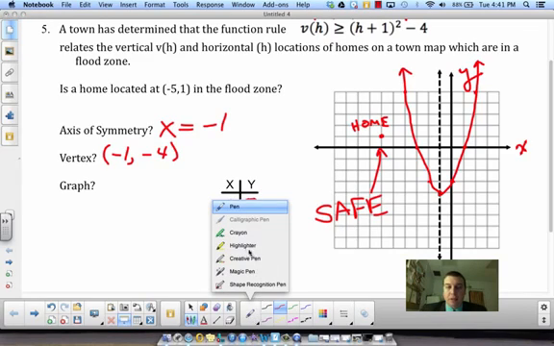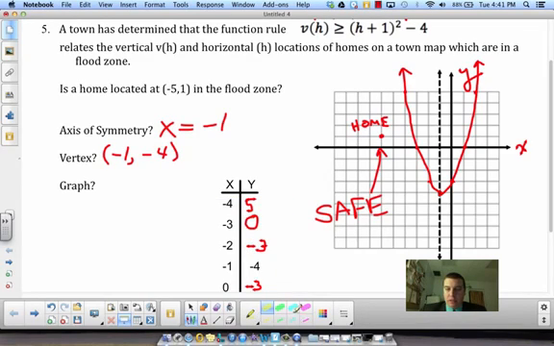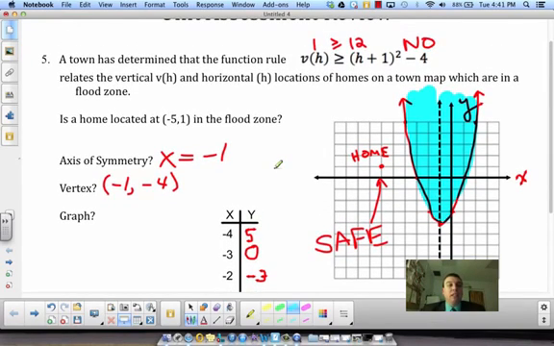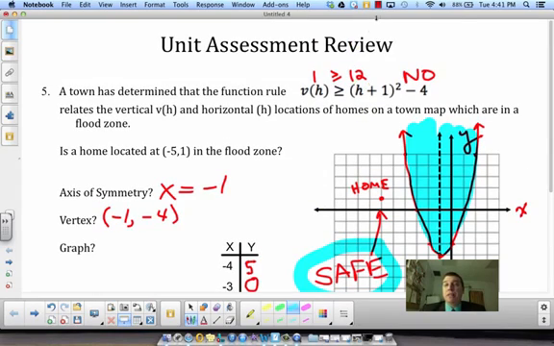What is part of the flood zone is in here. So all of this is the flood zone. And look at that, I even used blue so you think it's water. Okay, so the answer to my question here: is the home located at -5, 1 in the flood zone? Nope, it's safe. Okay, all right, there's number 5, done.